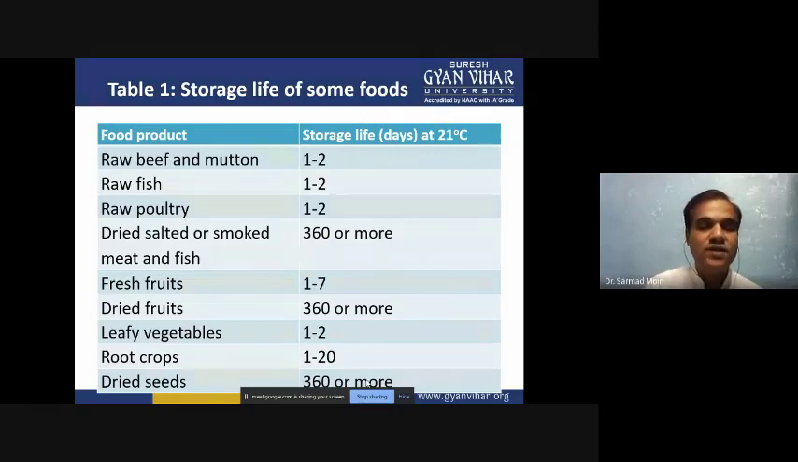Fresh fruit you can store for 1 to 7 days. Dried fruit 360 or more days, because it is dried completely. There is no water. If water is not there, then microbes and fungi will not attack. Enzymes will not be utilized without water. So any type of dried fruit you can store for more days.